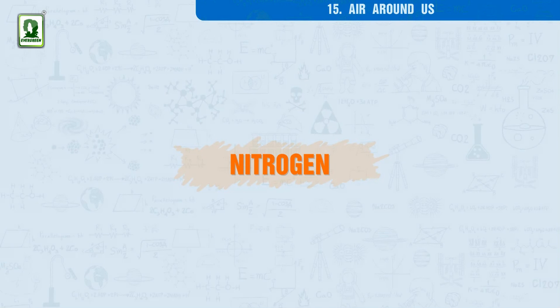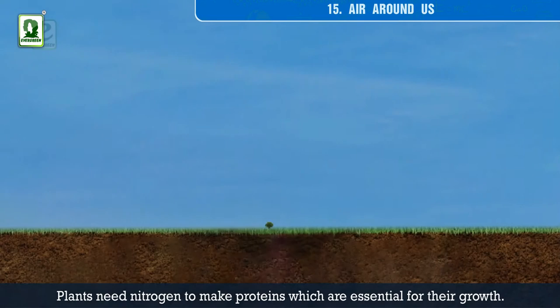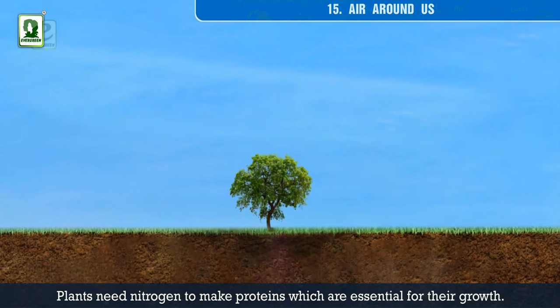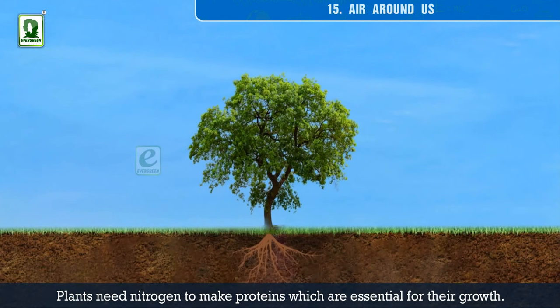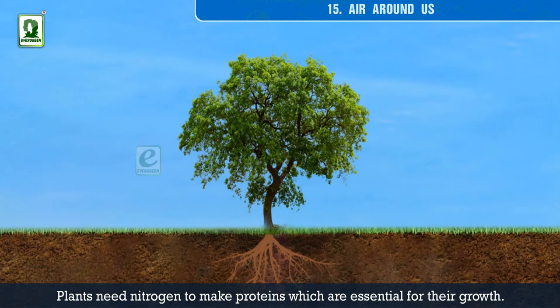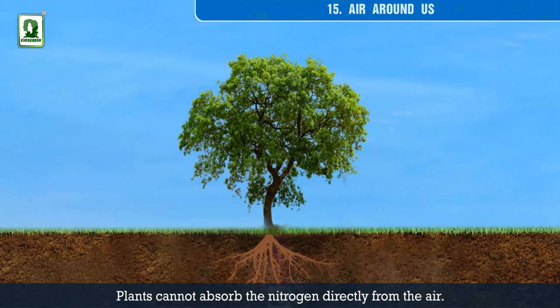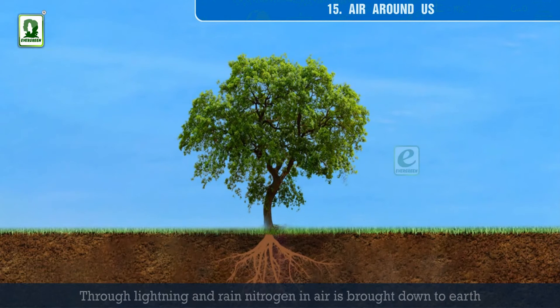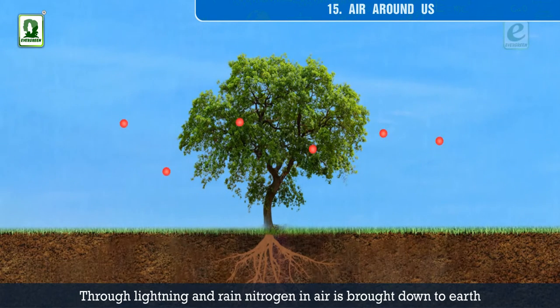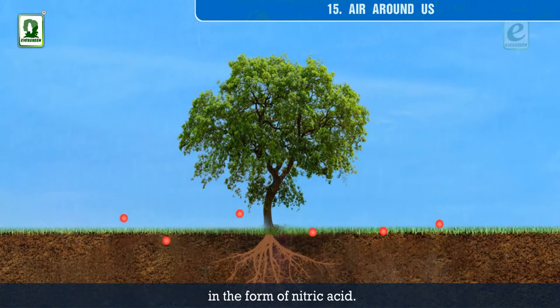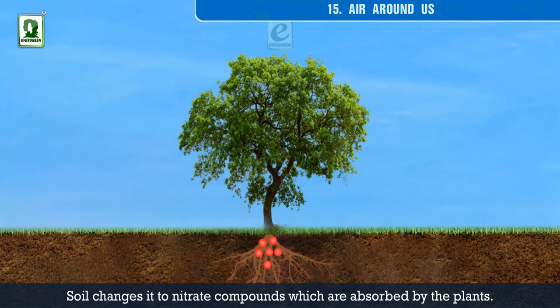Nitrogen. Plants need nitrogen to make proteins which are essential for their growth. Plants cannot absorb the nitrogen directly from the air. Through lightning and rain, nitrogen in air is brought down to the earth in the form of nitric acid. Soil changes it into nitrate compounds, which are absorbed by the plants.